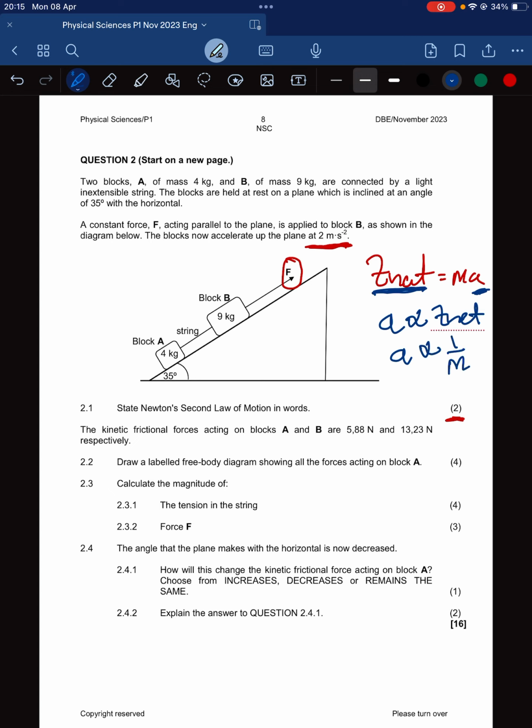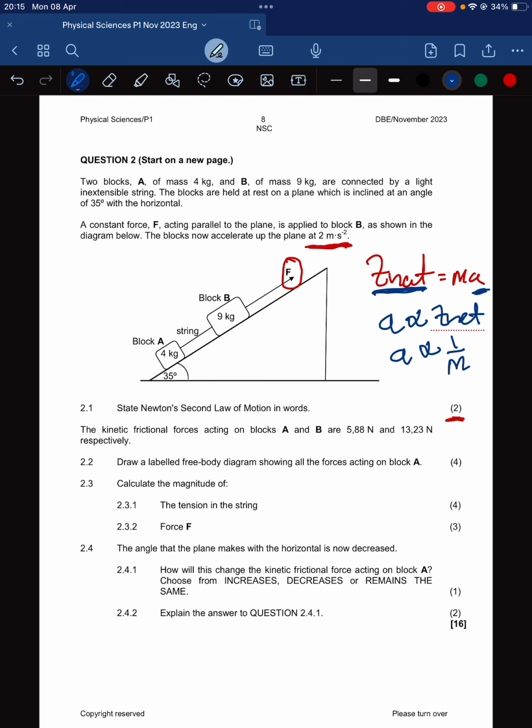Okay, please make sure you know all of Newton's laws: Newton's first, second, and third law, and Newton's law of universal gravitation. You really need to know that. One of those definitions might be there in your examination. Please make sure you know all of them. So I'm going to go on to the second one.